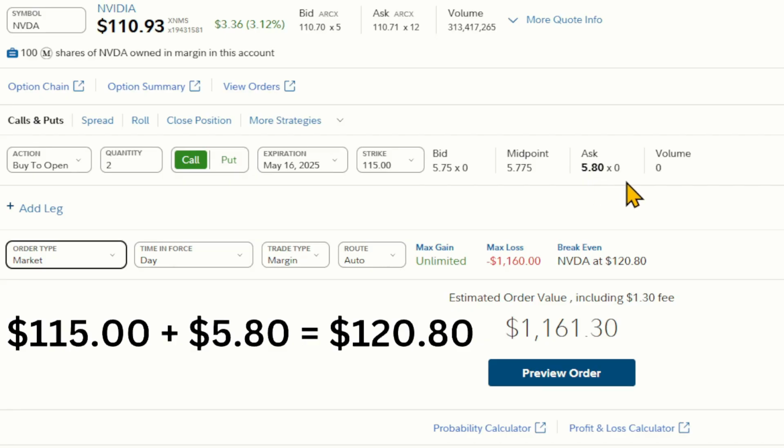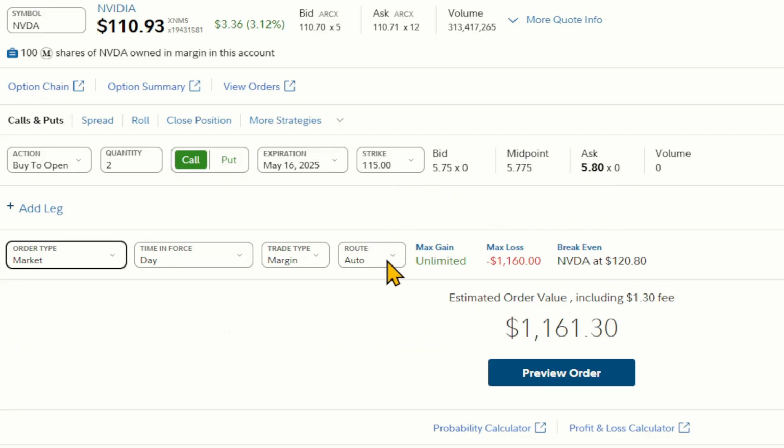$5.80 times 100 equals $580. Add that to it, and that gets you to your break-even of 120.80. So for us to make money at expiration, it needs to be above this. Now there is the scenario where we buy to open, and this is where I say a lot of these get closed out early. So we buy to open 2 call contracts, and NVIDIA takes off, and it goes to 115 on day 2 of this 30-day contract.